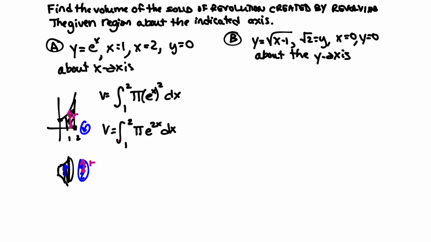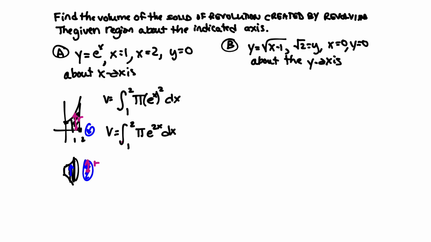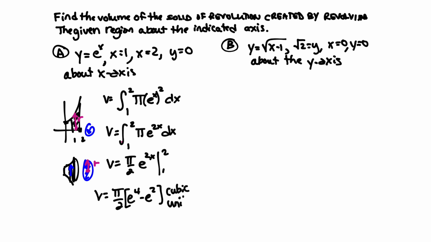And then you did the antiderivative. And so everybody's getting pi over 2 times e to the 2x from 1 to 2. And so your final answer is going to have e's in it. I think it's e to the 4th minus e squared, times pi over 2 cubic units. Is that what you guys are getting? But what's important is the setup. How are you guys with this problem with the setup? Is that okay? Everything okay with that?